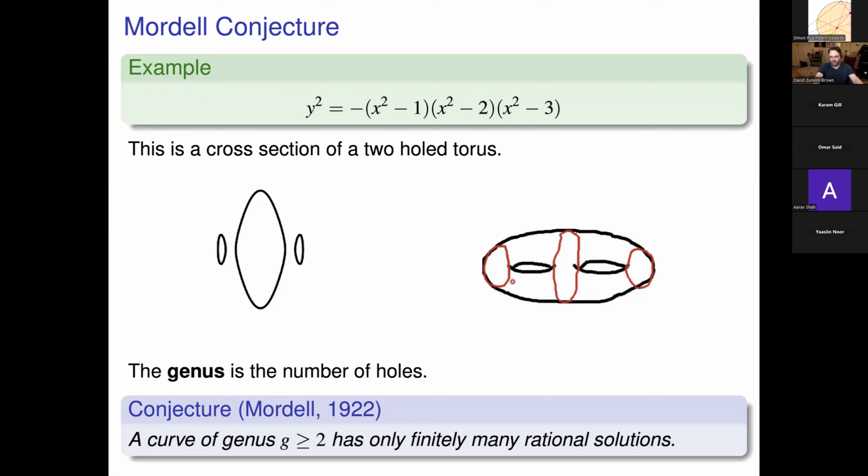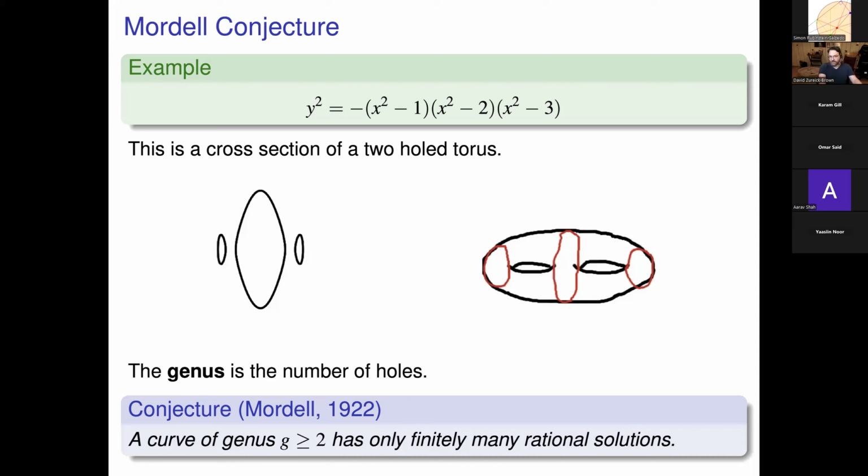And you can kind of see that if you were to slice this two-hole torus horizontally with the plane, you would get these 3 circles. There's a little subtlety about what the topology, what the picture of the complex solutions looks like. But if you have a curve and look over the complex numbers, you get a torus with some number of holes, and you call that number of holes the genus. Mordell's conjecture, more generally, was that a curve of genus at least 2 has only finitely many rational solutions.